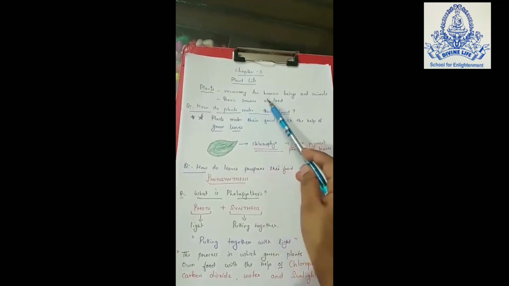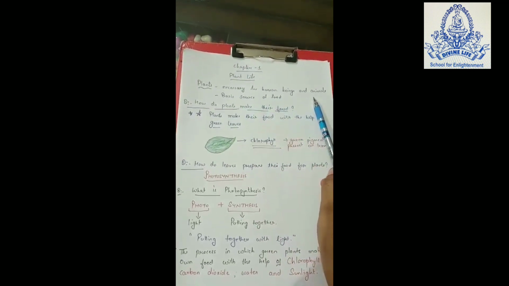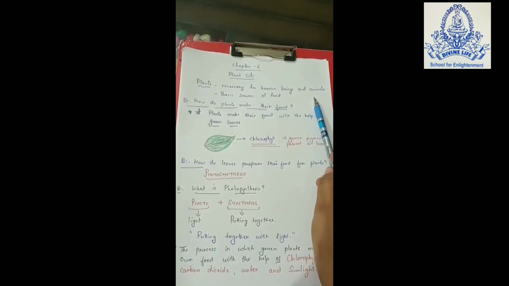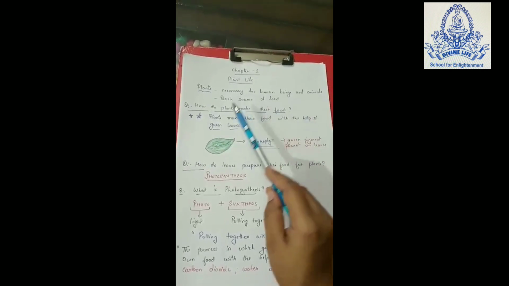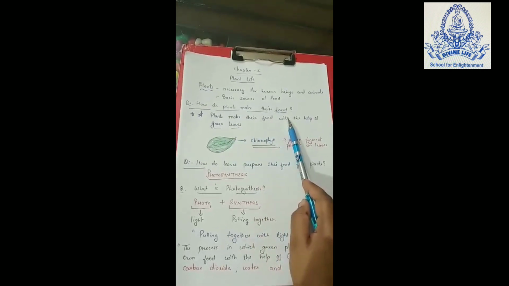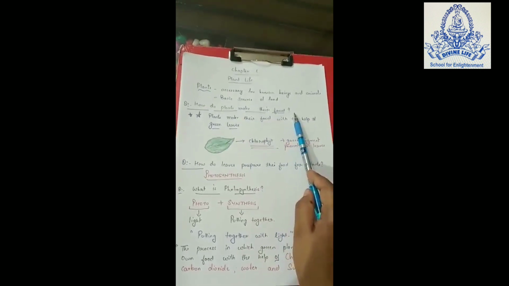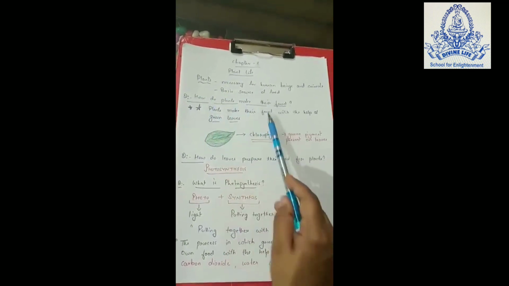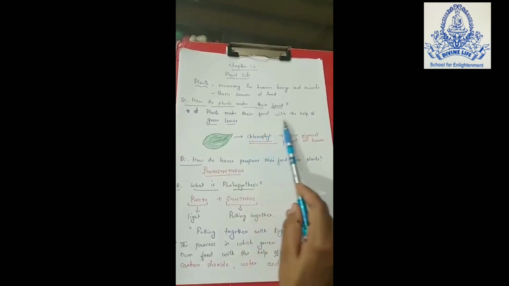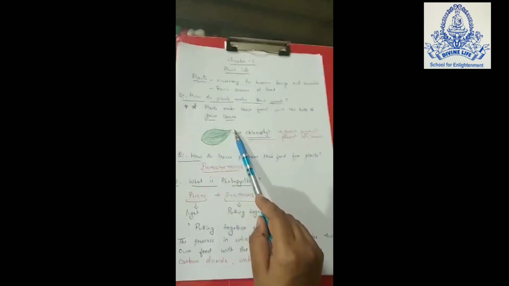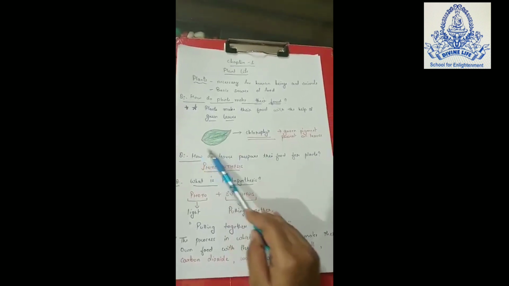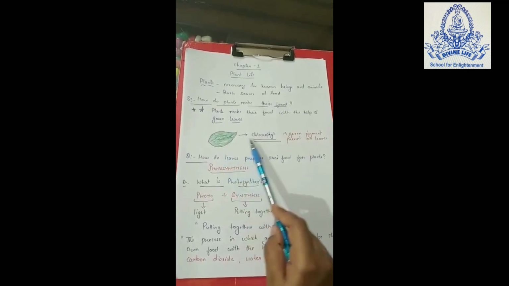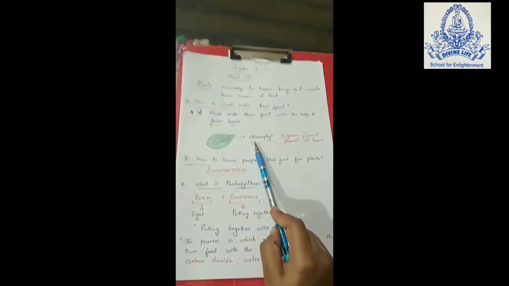Plants, we all know that they are necessary for human beings and animals. They are the basic source of food for human beings as well as for the animals. Now, how do plants make their food? We all get our food, animals get their food from the plants, but how do plants make their own food? Plants make their food with the help of the green leaves. Green leaves are a part of a plant, we all know that, and plants prepare their food with the help of the green leaves.